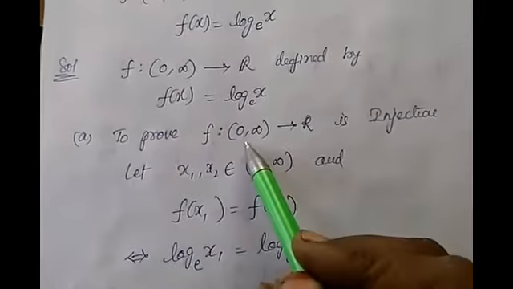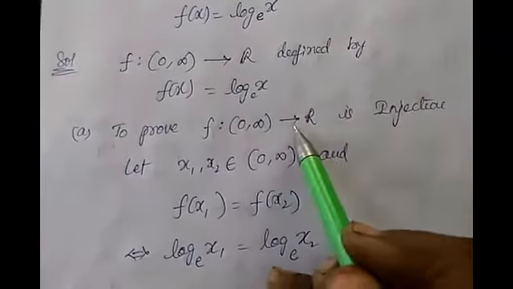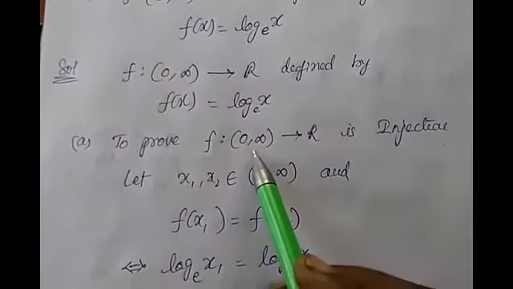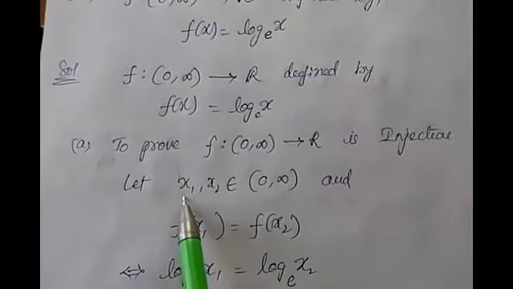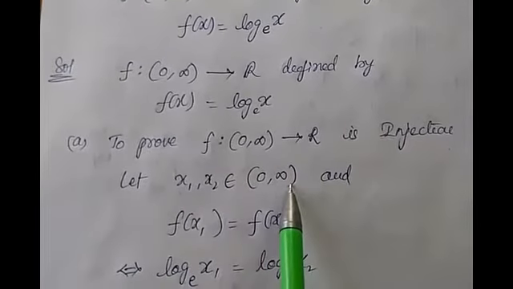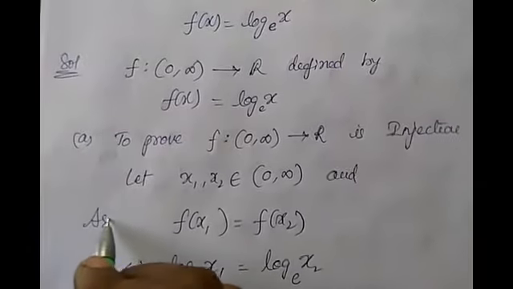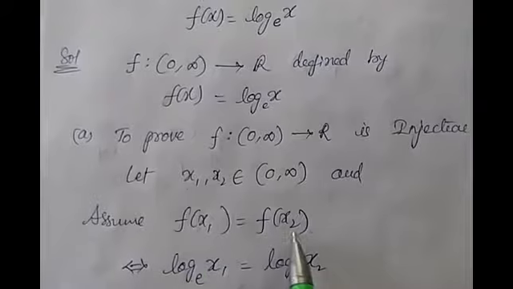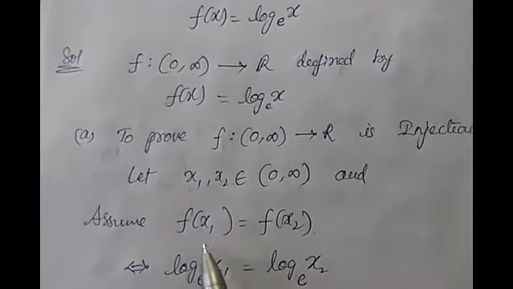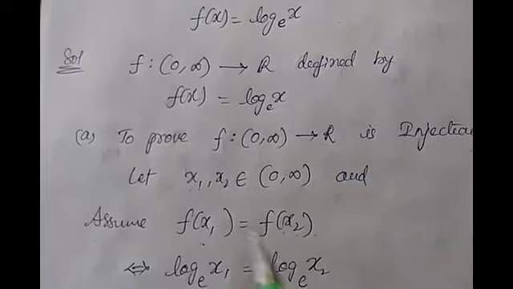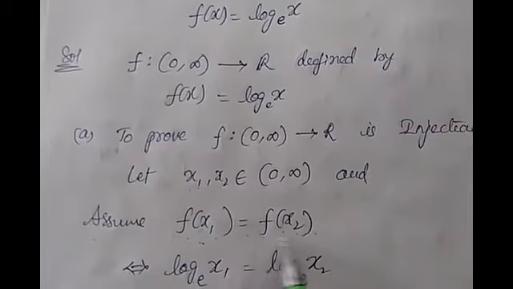To prove f from the open interval (0, infinity) to R is an injection, simply take any two elements in the domain. Let us take x1, x2 belongs to the open interval (0, infinity) and assume that f of x1 is equal to f of x2. That means the images of these two elements are equal.